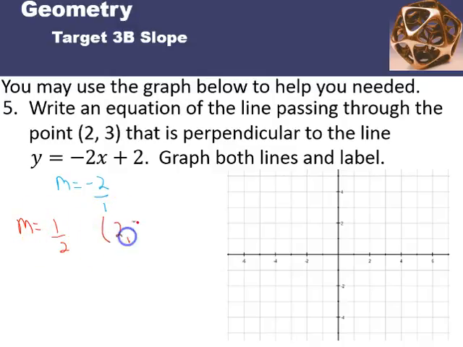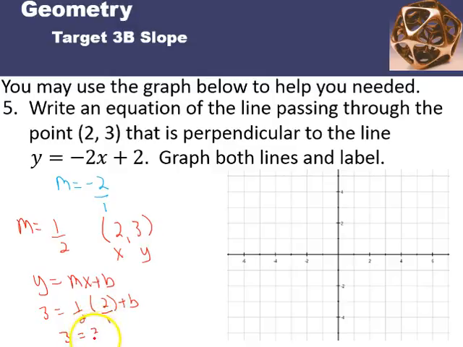And I'm going to use a point that they gave me, 2 and 3. So this is x and this is y. And remember I use y equals mx plus b. So I'm going to replace: y is 3, m is 1/2, x is 2, plus b. So I get 3 equals, well, what is 1/2 times 2 over 1? Well, that's 2 over 2 plus b. What is 2 over 2? 1. So I get 3 equals 1 plus b. Subtract 1 from both sides, and I get b is equal to 2.